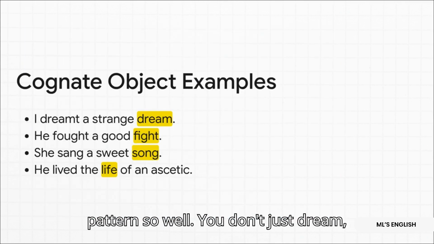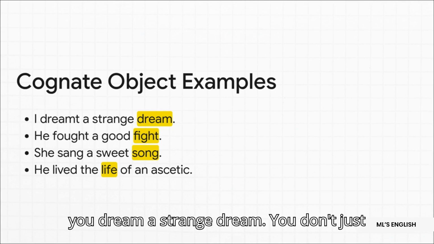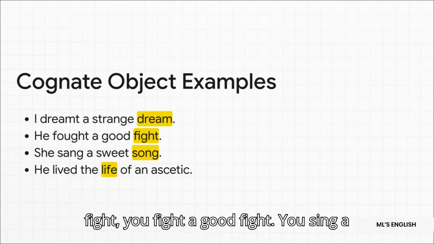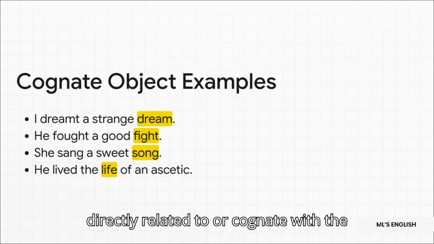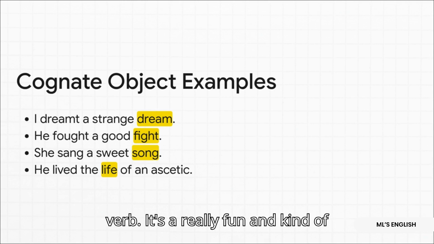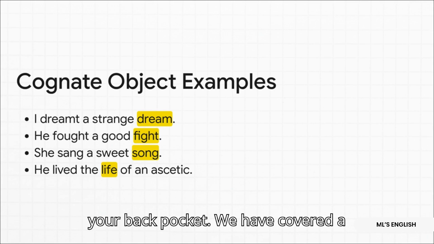This slide shows the pattern so well. You don't just dream. You dream a strange dream. You don't just fight. You fight a good fight. You sing a sweet song. You see, the object is directly related to or cognate with the verb. It's a really fun and kind of literary sounding structure to have in your back pocket.